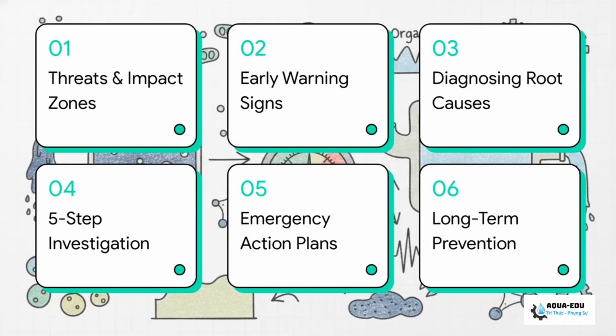Here's the blueprint we're covering today. 1. System threats and impact zones. 2. Spotting the early warning signs. 3. Diagnosing the root causes. 4. The 5-step investigation process. 5. Emergency scenarios and action plans. And finally, number 6, long-term prevention and review. Let's get right into it.